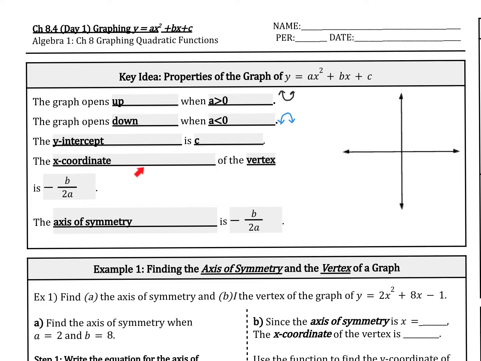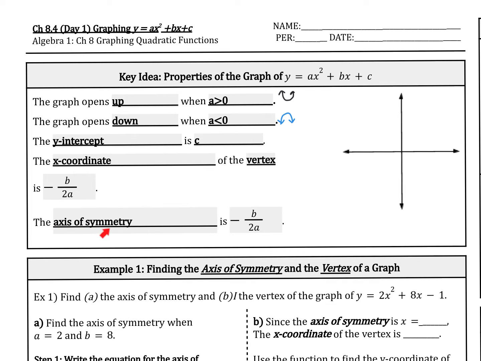The x-coordinate of the vertex. Vertex is the point where the parabola starts. This is the point, in this case this one, in this case this one, where the parabola starts. The x-coordinate of the vertex is negative b over 2a. So this is the formula. We can tell that this is a, this is b, and this is c. And the x-coordinate would be negative b over 2 times a.